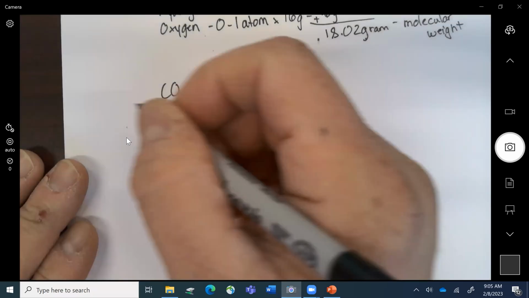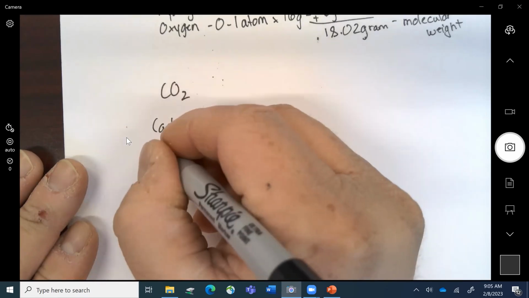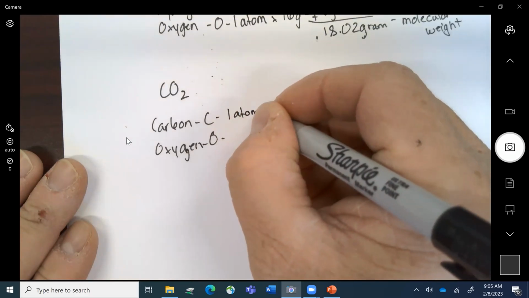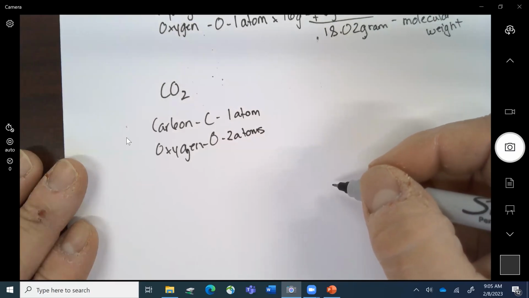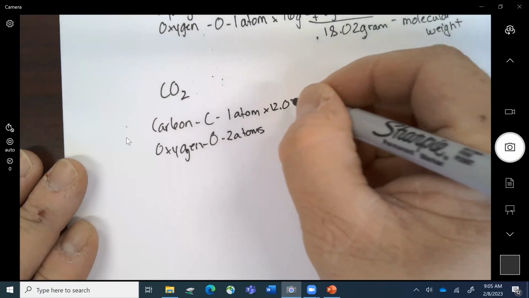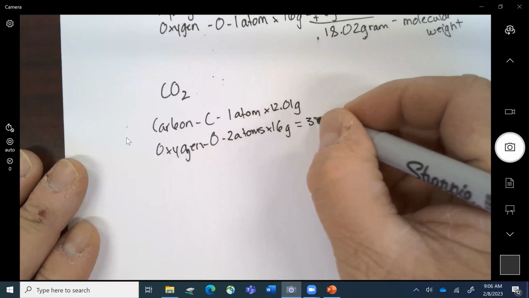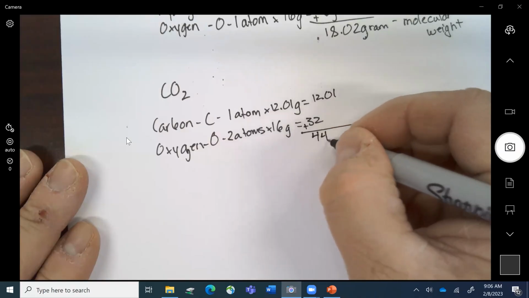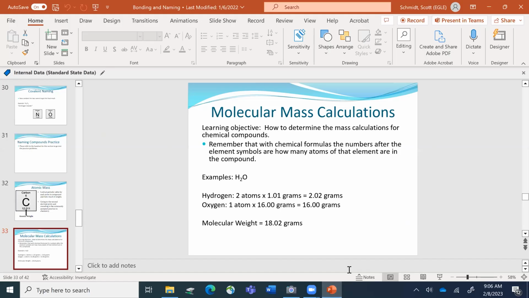All right, so we have CO2. C is carbon. This is oxygen, right? Luckily, we didn't have to go look up oxygen, but I have one atom of carbon and two atoms of oxygen. My carbon, when I look it up, comes out to 12.01. And oxygen is 16 grams from earlier. So this is 32 and this is 12.01. I add those together and I get 44.01 grams. That's not so bad, is it? The molecular mass isn't some crazy hard thing here.